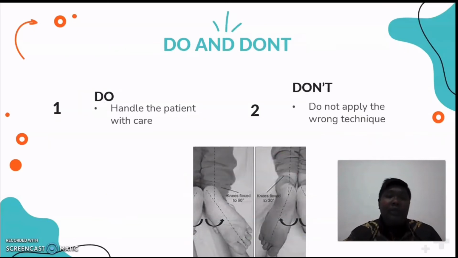For the do, we need to handle the patient with care, because the PCL is a sensitive part of our knee. If we don't handle the patient with care, it will make things worse. For the don't, do not apply the wrong technique. Before we do this dial test, we need to learn properly what we need to do, because if we apply a wrong technique, it will give a risk to the patient or make things worse.